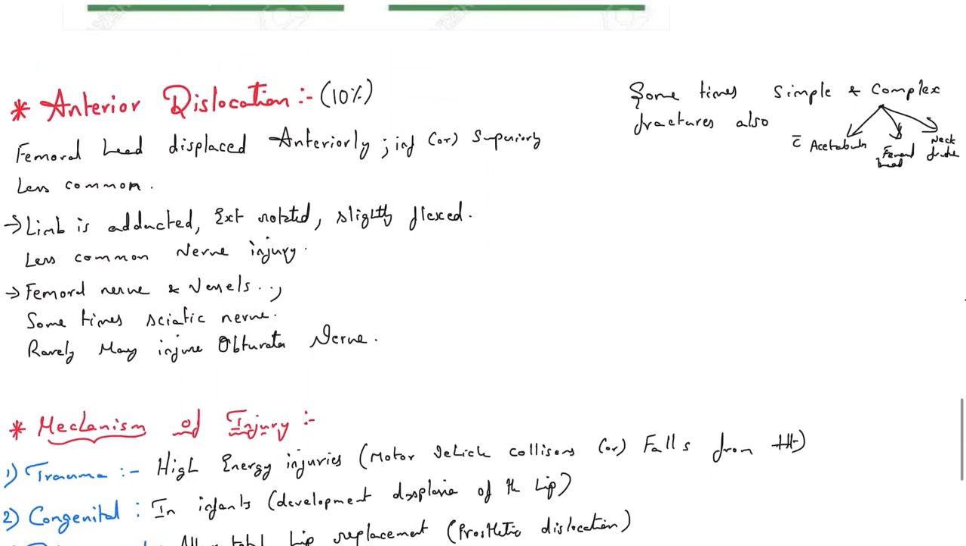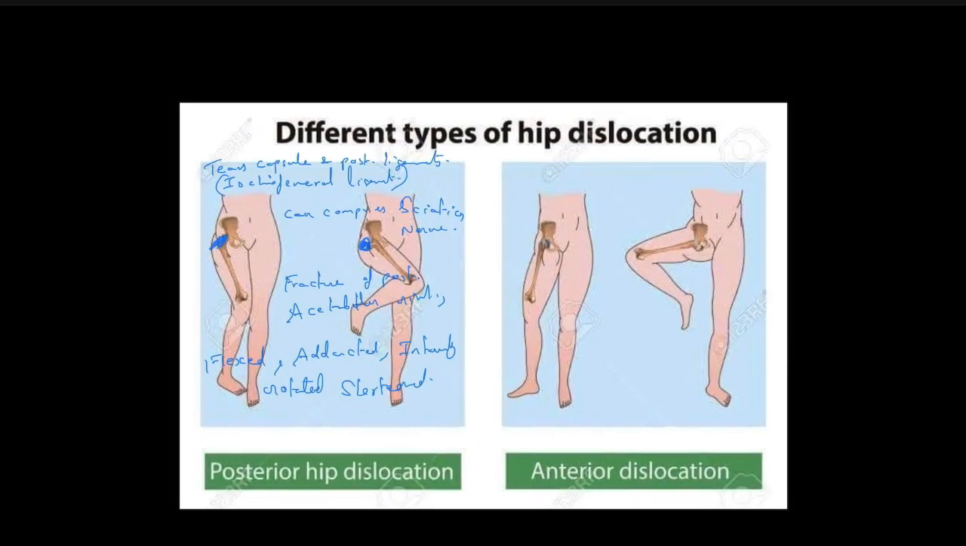Next one, anterior dislocation. About 10% of hip dislocations are anterior, and mostly this dislocation happens because of forceful abduction and external rotation. Here we mostly have to focus on the femoral head, which is displaced anteriorly, inferiorly or superiorly. If you look at this image, you can understand it a little better.